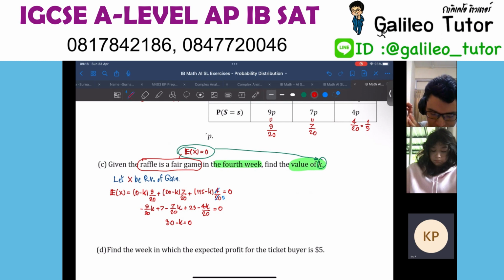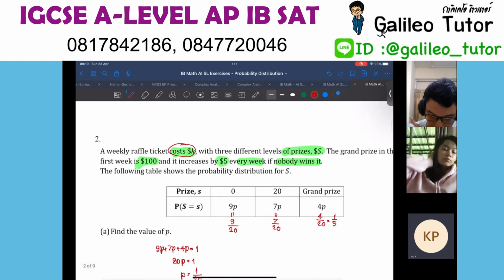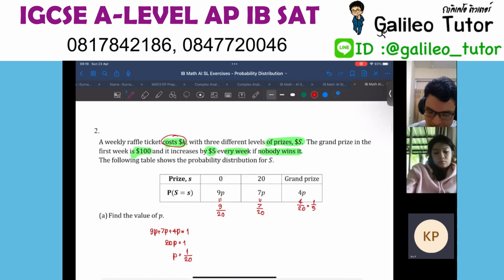Just distribute each value into the bracket and calculate, then calculate the like terms and solve for k. So what is k right now? k is 30. Yes, k is 30. So the cost of the raffle ticket is 30. Very expensive, right?